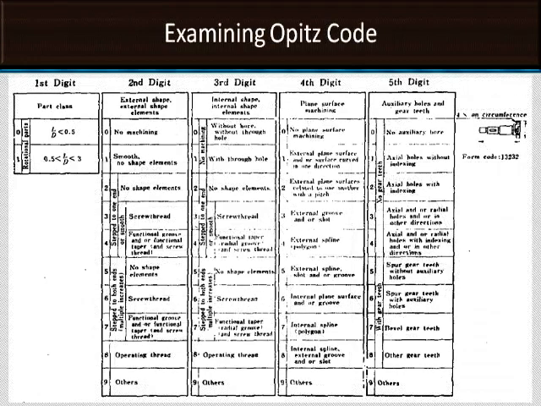Similarly, in the second digit, which describes the external shape, if there are external shape elements without machining, we can use 0. Smooth shape elements, we can use 1. Step to one end shape elements, you can use 2. If a screw thread is there, you can use 3. Like that, we can use codes 0 to 9 in this second digit. The meaning of all 0 to 9 codes has been given here.